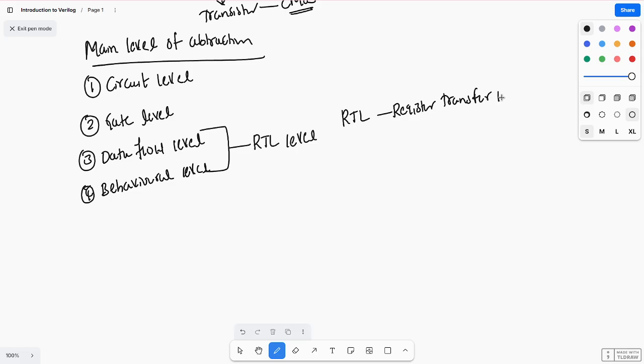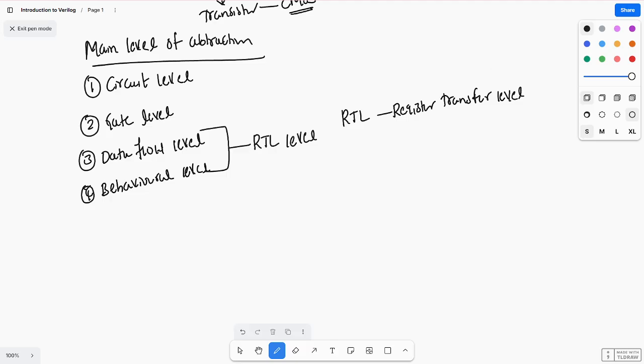Register transfer level means normally your code is converted into a gate level netlist, no? A normal netlist is in terms of D flip flops. It shows how the data is transmitting through the circuits; that is RTL. RTL is nothing but register transfer level. Is it fine?